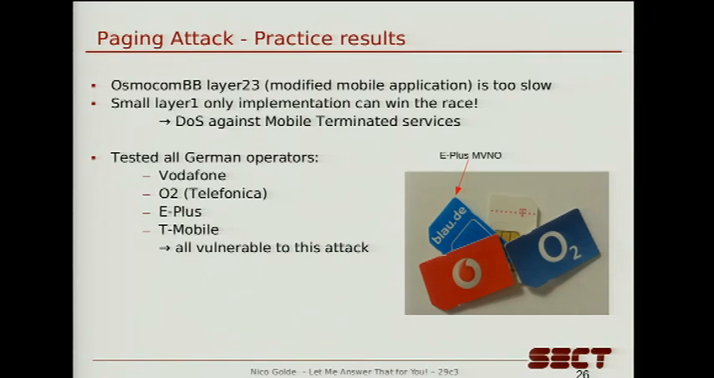So we have a pretty good chance to win this race in practice, and I tried to test this with all the major operators in Germany. So this is Vodafone, O2, E+, and T-Mobile, and all of them are vulnerable to this attack, which is, I think, pretty bad. What this means is you have a denial of service attack against mobile terminated services. So basically, by responding faster to a paging request, you can prevent the service from being delivered to the victim. You can basically just block a call or a text message. So this is like selectively jamming the transmission of the service.